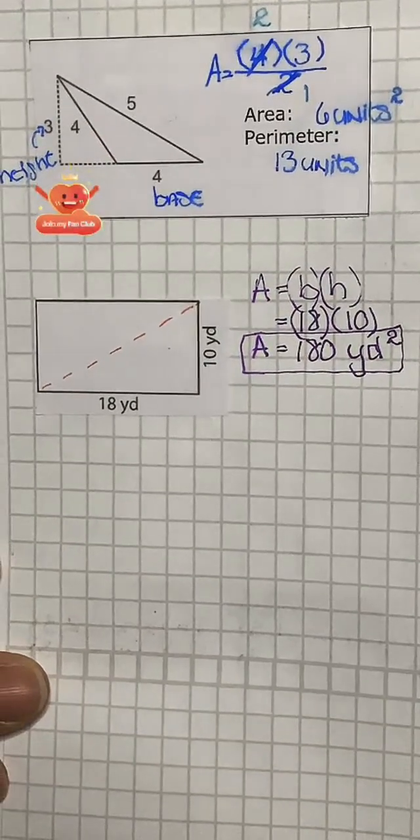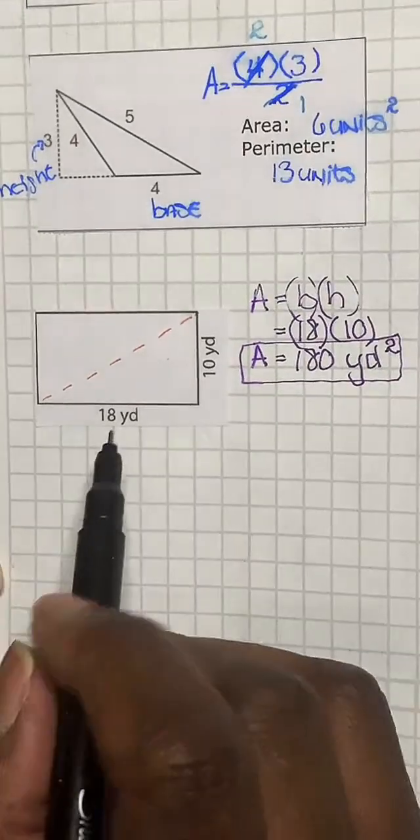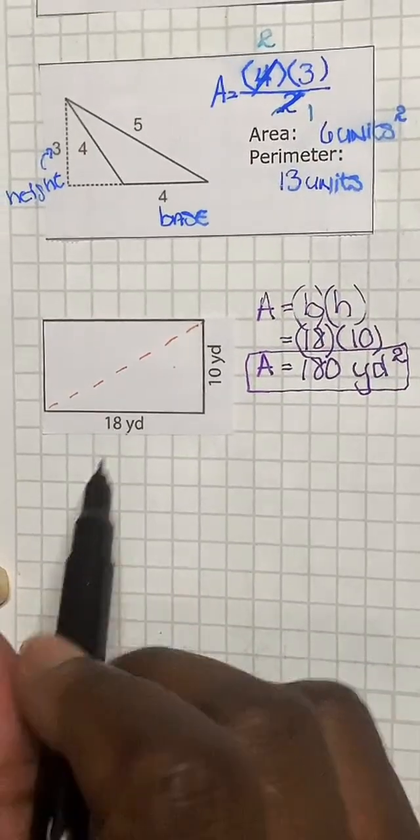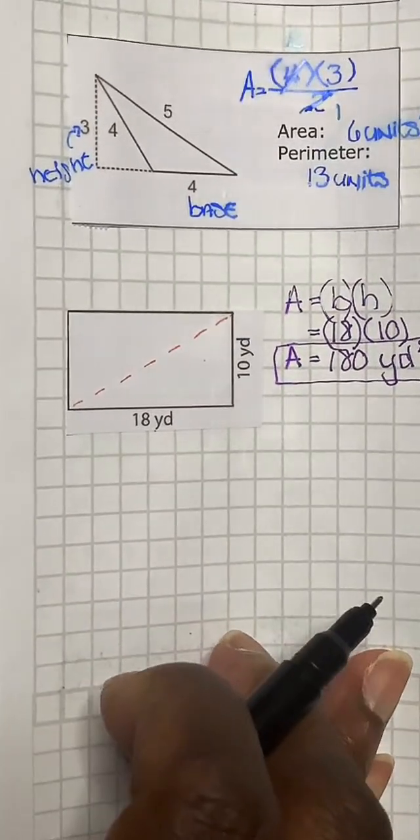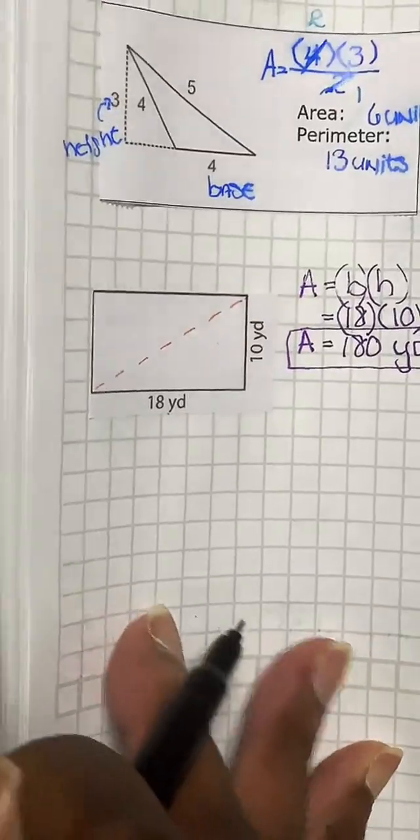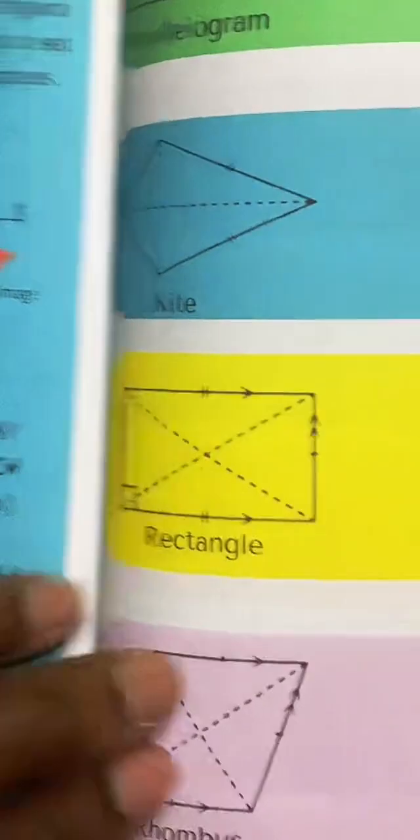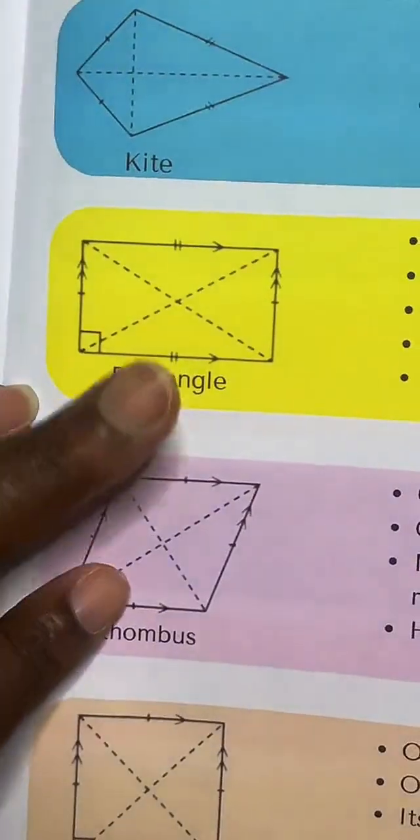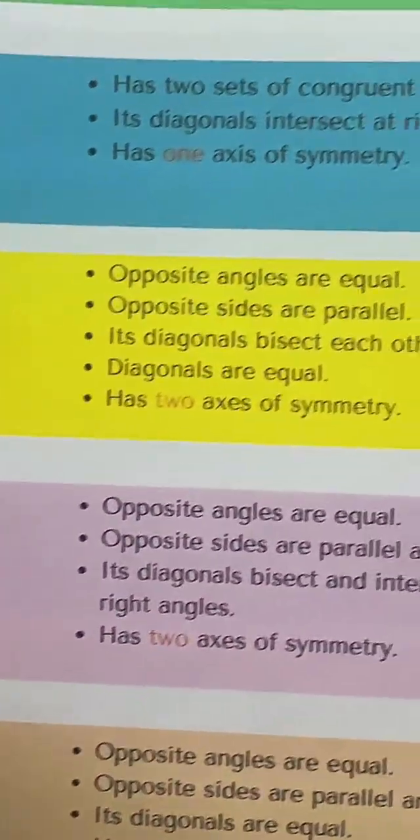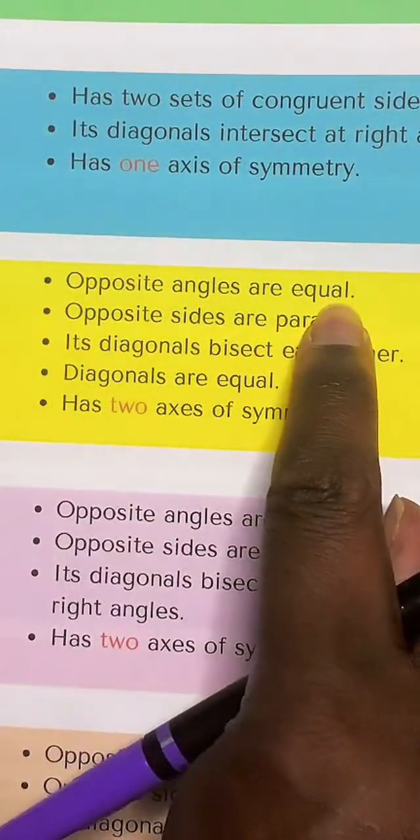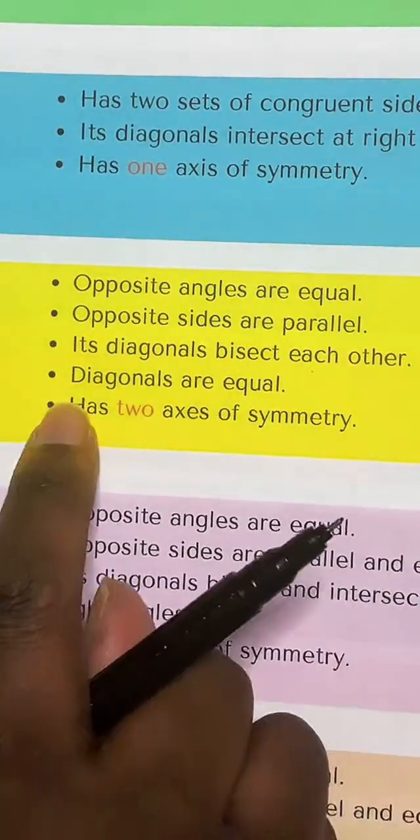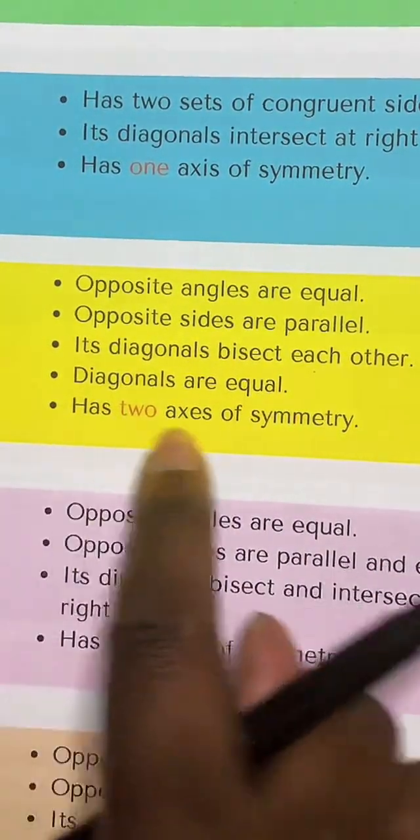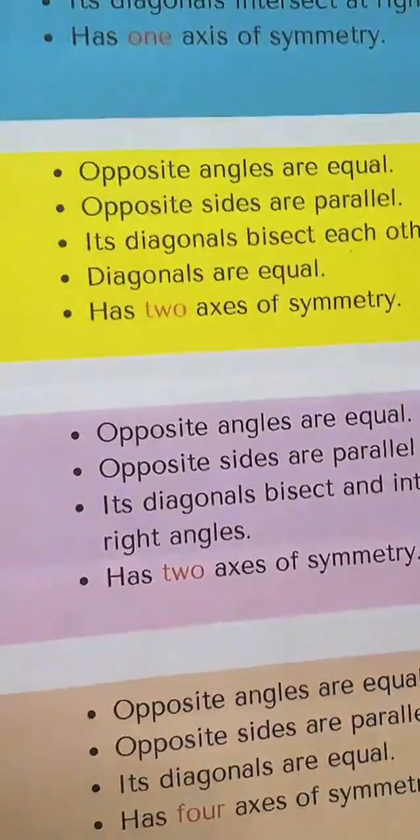But finding our perimeter, okay? So if this is 18, one thing is knowing the rules for rectangles. I think I have that here. So the things that we need to know about rectangles: we know that their opposite angles are equal, the opposite sides are parallel, the diagonals bisect each other, the diagonals are equal, and it has two axes of symmetry.